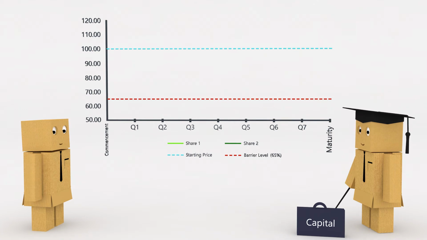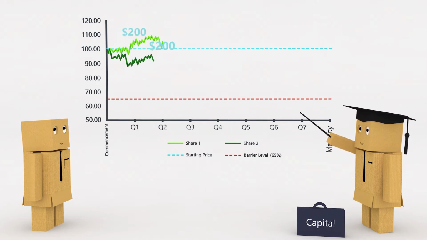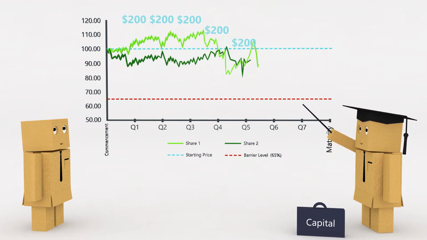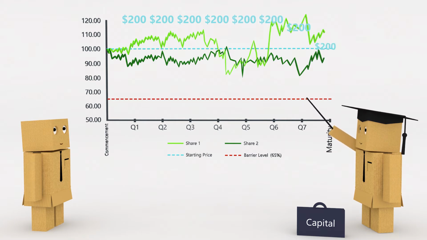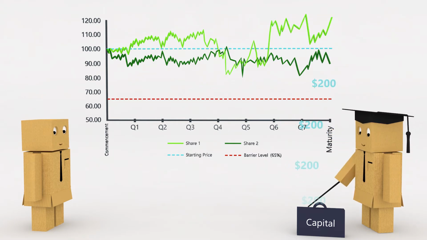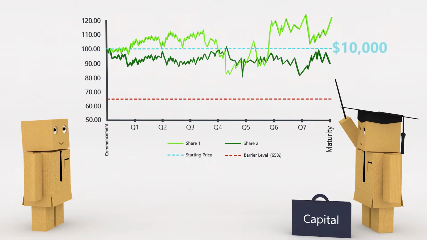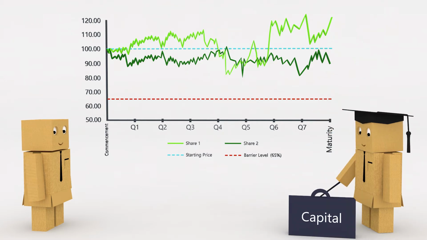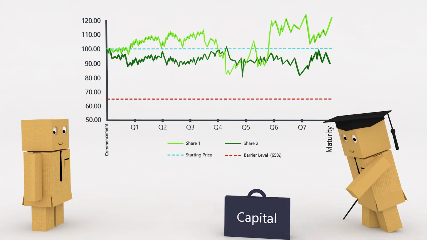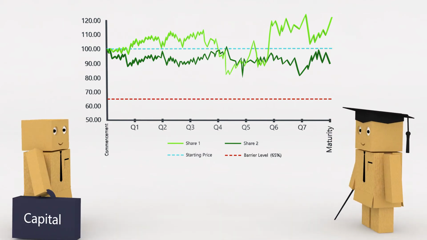During the investment term, the investor receives fixed quarterly coupons of 2% or $200 per quarter. At maturity, so long as the price of each share in the basket is not below the barrier level, for example, it has not fallen more than 35% from its start price, investors will receive all of their capital back. In this example, the investor would have received back $10,000 plus $1,600 in coupons along the way.